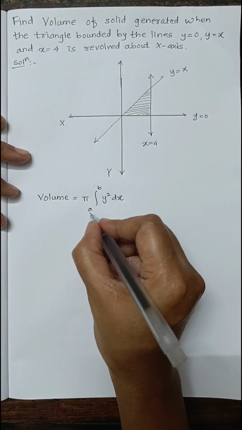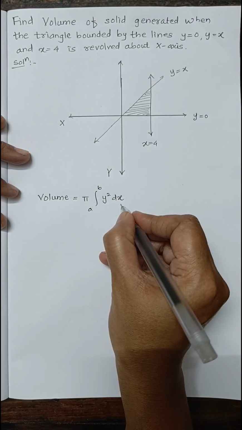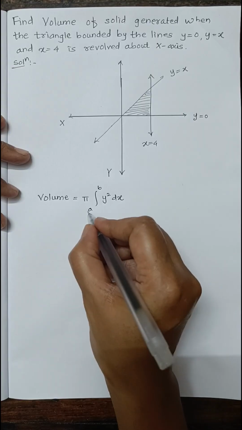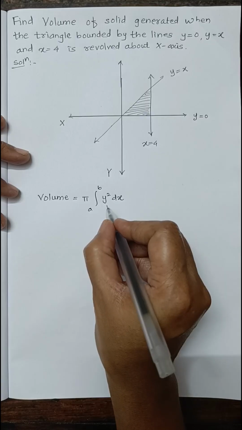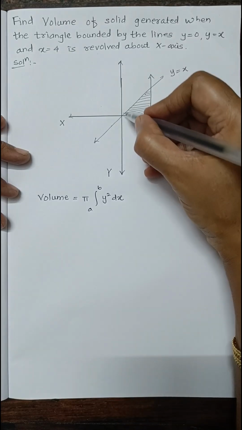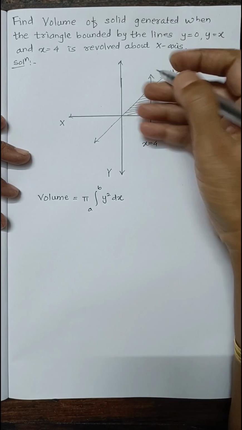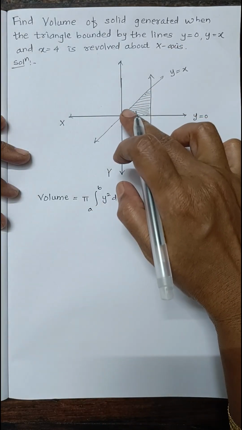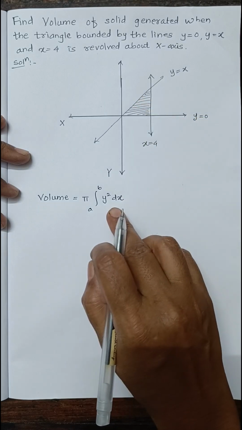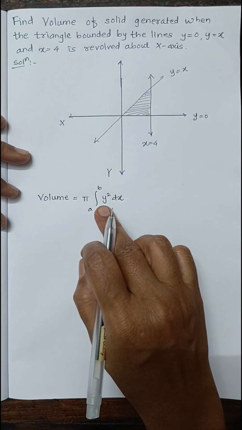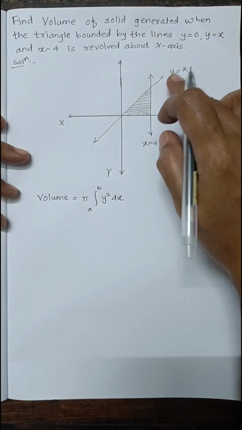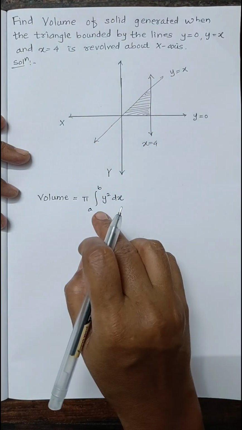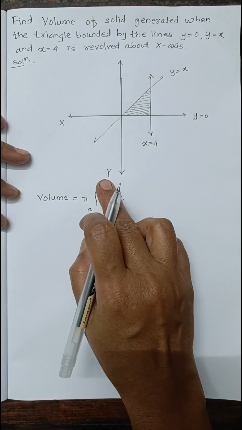Integral a to b, this is the limit of x. Since we are revolving about the x axis, therefore this is the limit of x. Y square: we are revolving this line, therefore x is varying, therefore y, that is the equation of this line, y is equal to x. We have to use here y is equal to x. Now the lower limit and upper limit.